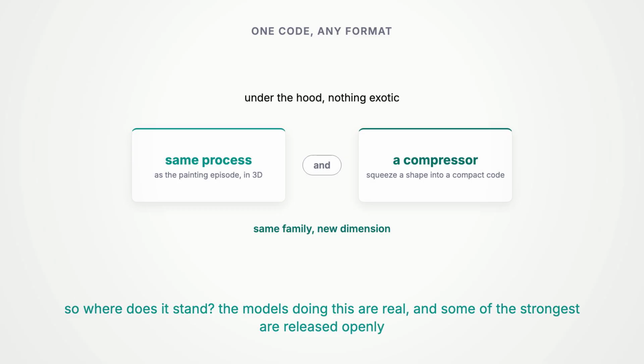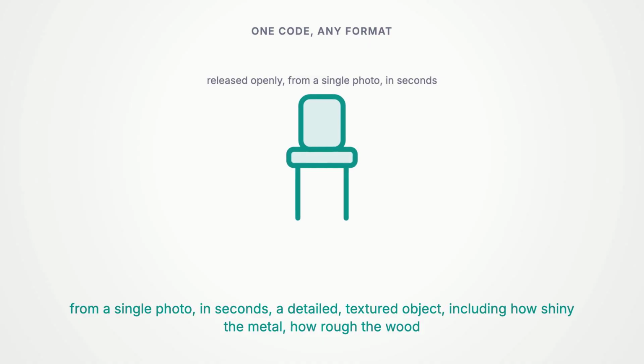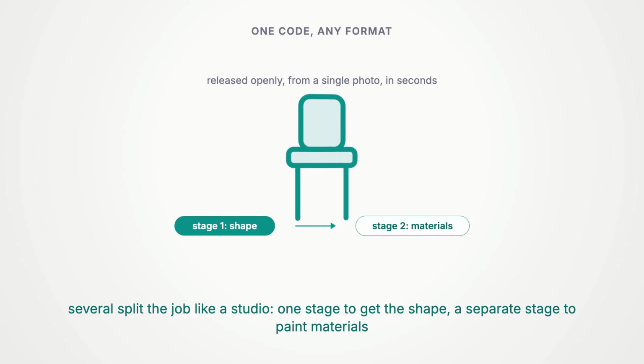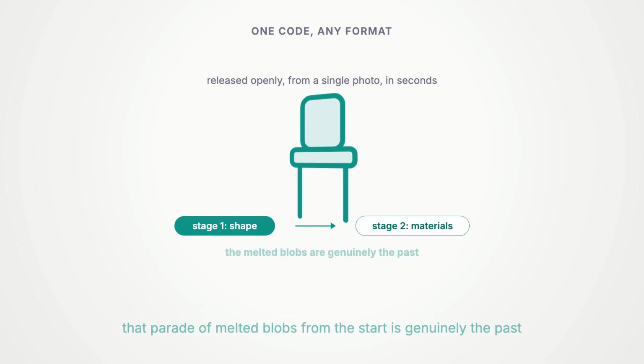The models doing this now are real, and some of the strongest are released openly for anyone to run. From a single photo in seconds, they hand back a detailed, textured object, including the surface materials, how shiny the metal is, how rough the wood. Several even split the job the way a human studio would. One stage to get the shape right, a separate stage to paint on realistic materials. Hand one a photo of a chair and you get back a turnable, textured chair, not a lump. That parade of melted blobs from the start of this episode is genuinely the past.